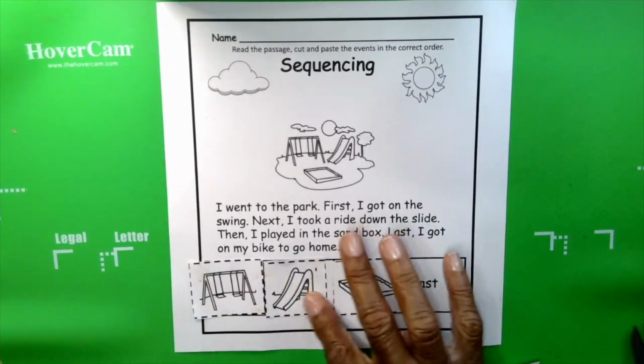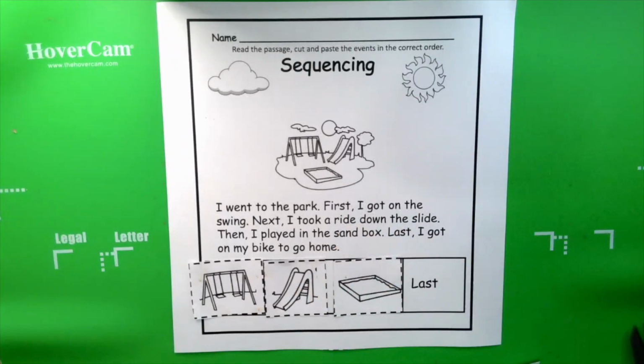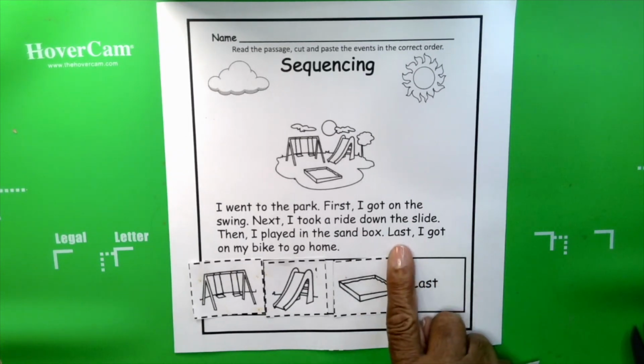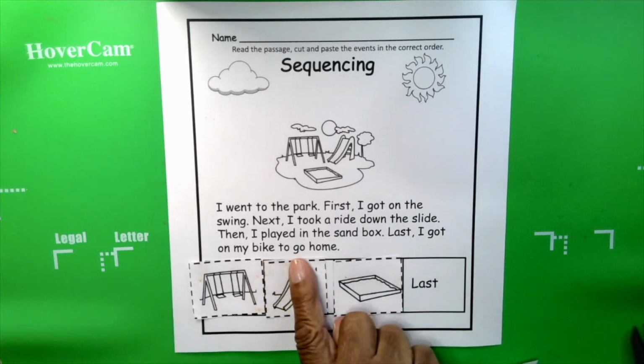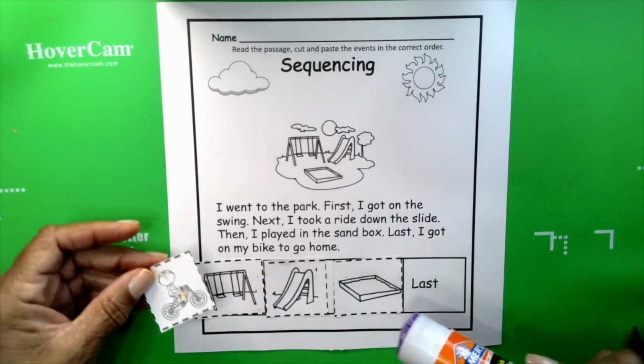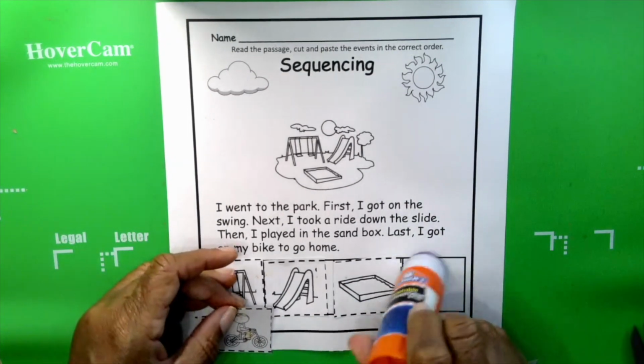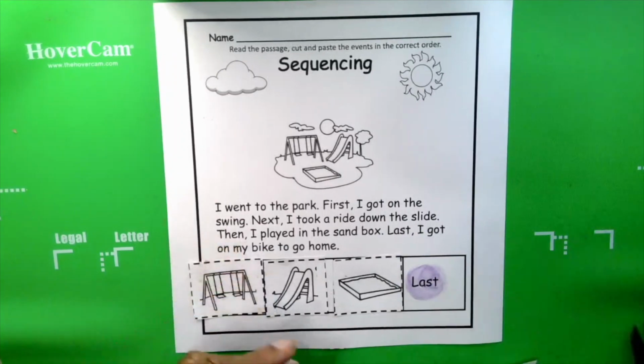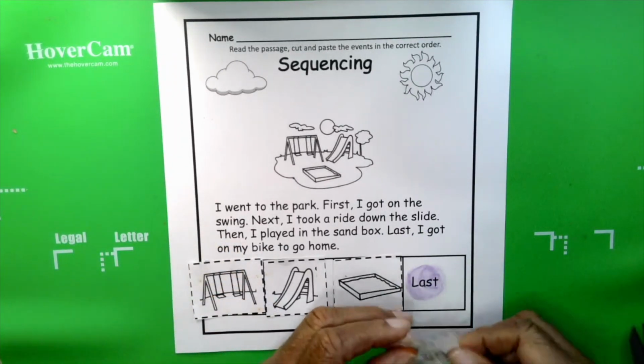Very good. We're doing great, boys and girls. Okay, and last. What happened last in the story? Last, I got on my bike to go home. Where's the boy on his bike to go home? Yes, there he is. So we're going to paste him in the very last box.